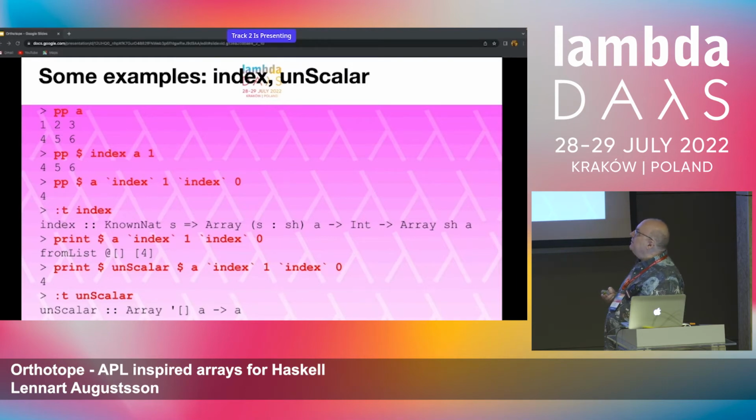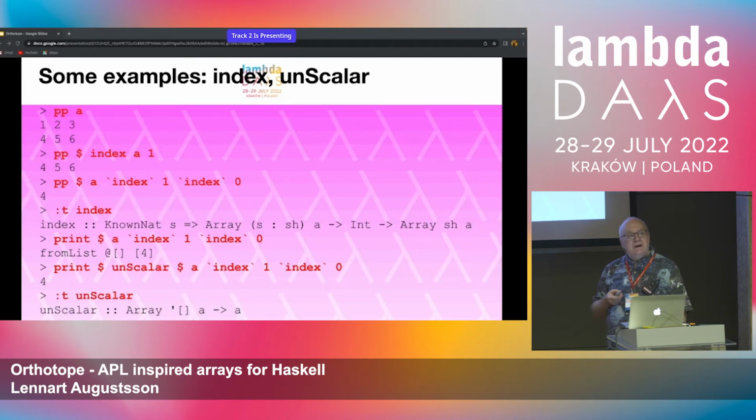Indexing. So A is the same as on the previous slide. You can index in A with 1. I have 0-based indexing. So when you index, you get a new array, a subarray. You remove the outermost dimension and pick out only one of the subarrays from the outermost dimension. So you can see here 4, 5, 6 is the thing you get. And then you can index in that again with 0, and then you get the 4.